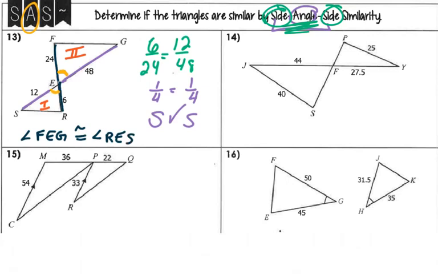All right, so we have it. We have the angle congruency. We have the two sides that are in proportion. So we can prove by SAS similarity that yes, these two triangles are similar.